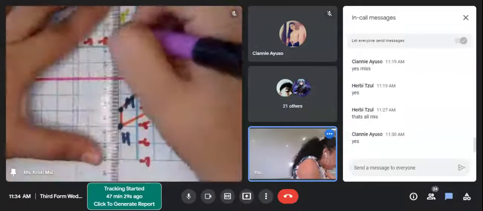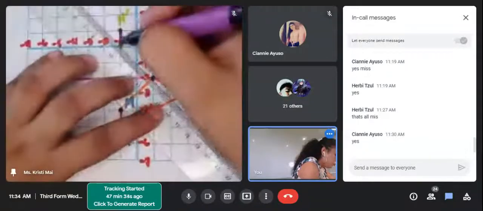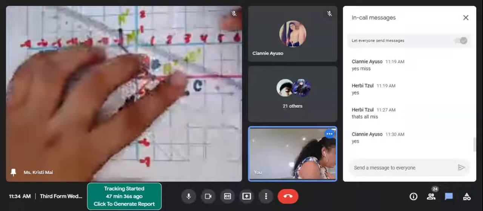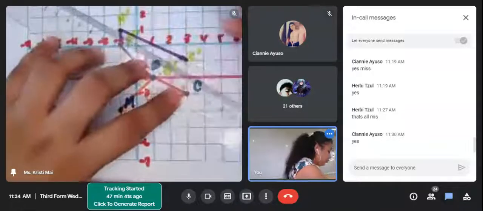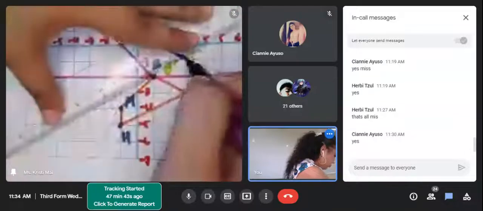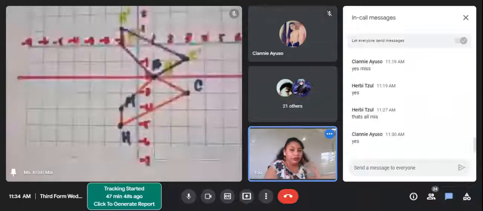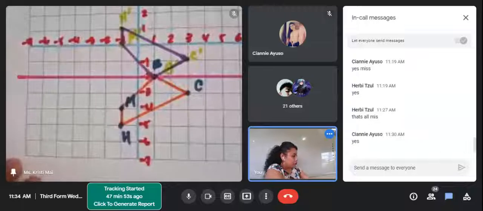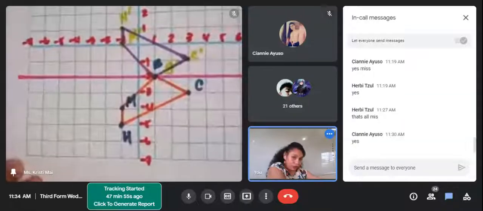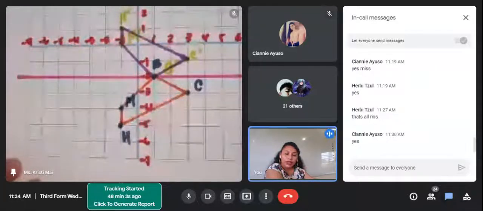And then there you go. That is the reflection. Any questions?